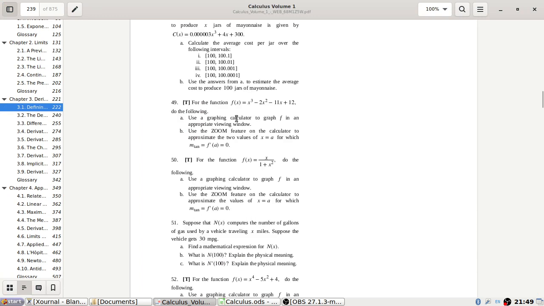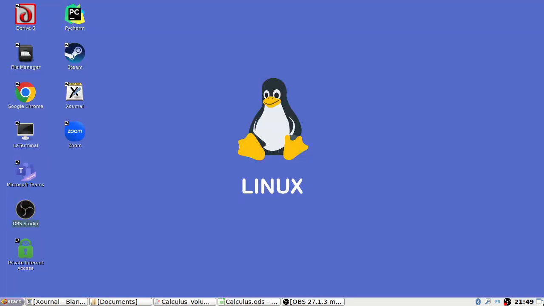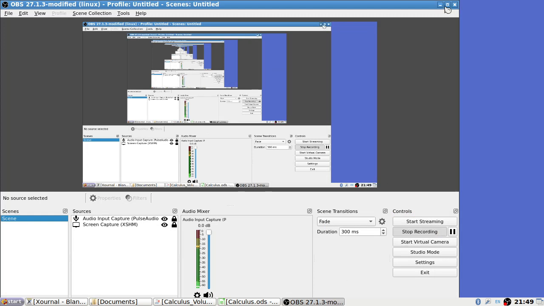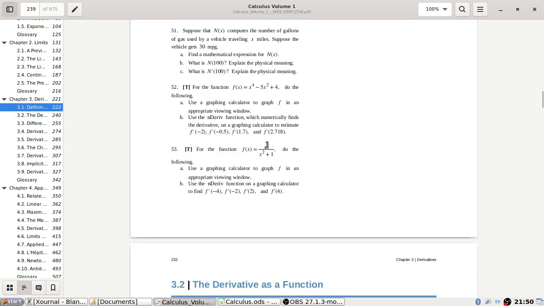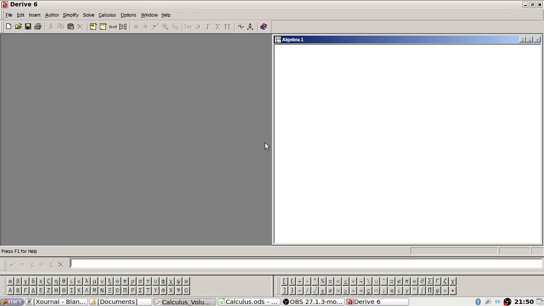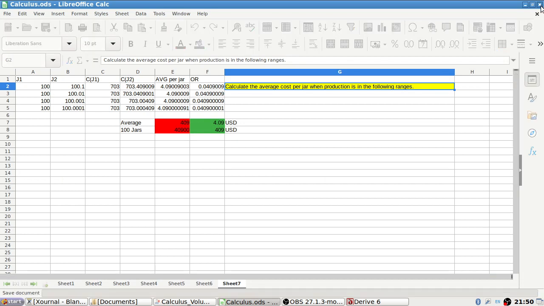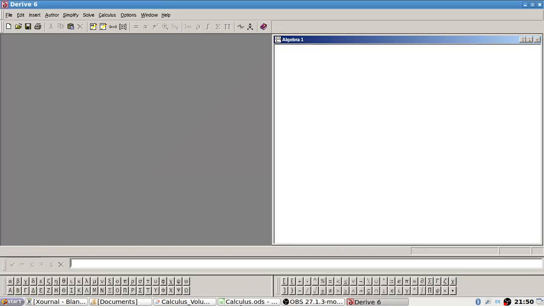Right. For the following functions, use the graphing calculator to graph f. Zoom in to approximate the two values of a for which the derivative. Okay, so yeah, I'm going to use trusty Derive because I just like it more than Maxima. I think I can finish with this spreadsheet. No more. Yeah, it doesn't come up again. So let's close this. All right. Oops. Closing this.